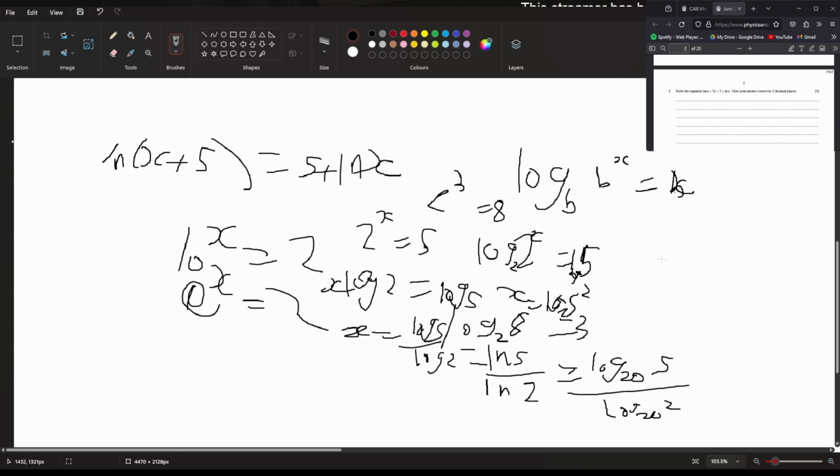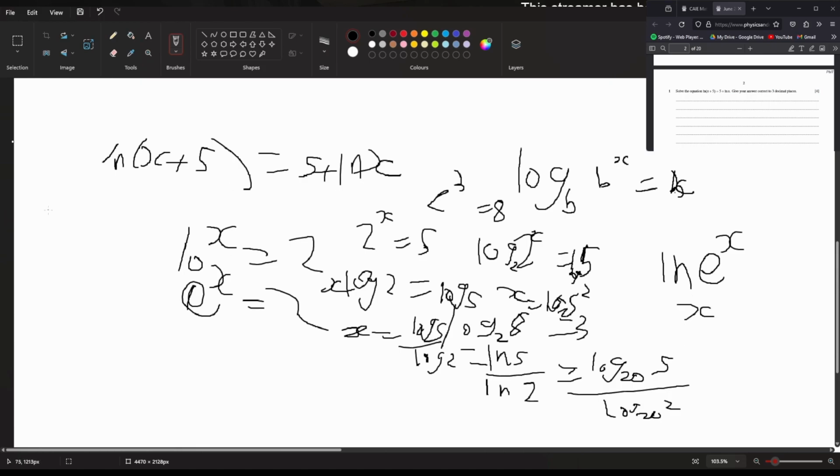And then you also need that. So if you have ln e to the x, these will cancel each other out, because e to the x is what ln is asking, and e is saying, well, it's x, so they cancel out, you get x.